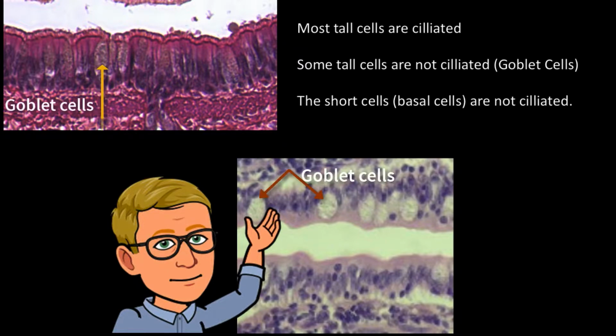Some of the cells that reach the lumen are not ciliated. Those are going to be big, roundish cells that are going to be fairly transparent looking. They're non-ciliated goblet cells. You may see them, you may not. If you do see them, it's a pretty good indicator that you could be looking at pseudostratified epithelium.